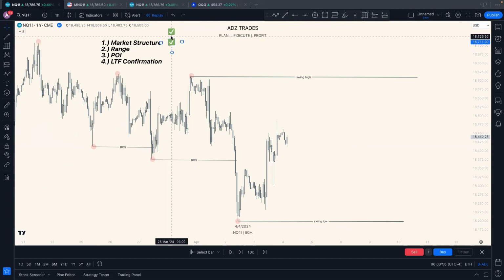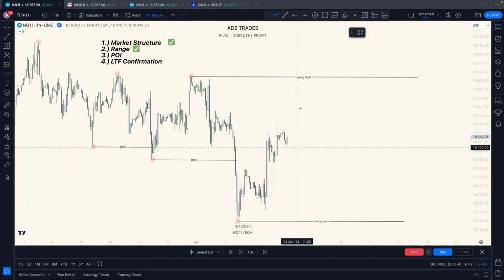So I have my market structure and I have my range. Perfect. Now I need to look for points of interest. So I want to look for points of interest within my range. What am I looking for? Sells or buys? I know I'm looking for sells due to market structure. Where am I looking for sells between? Well, between this high and this low.